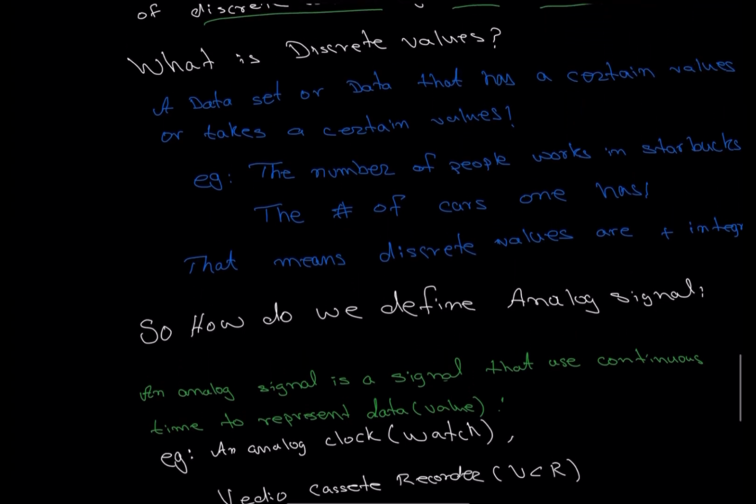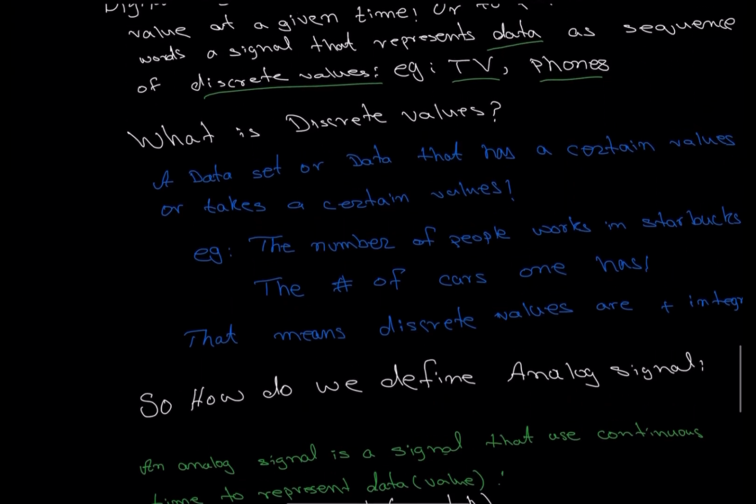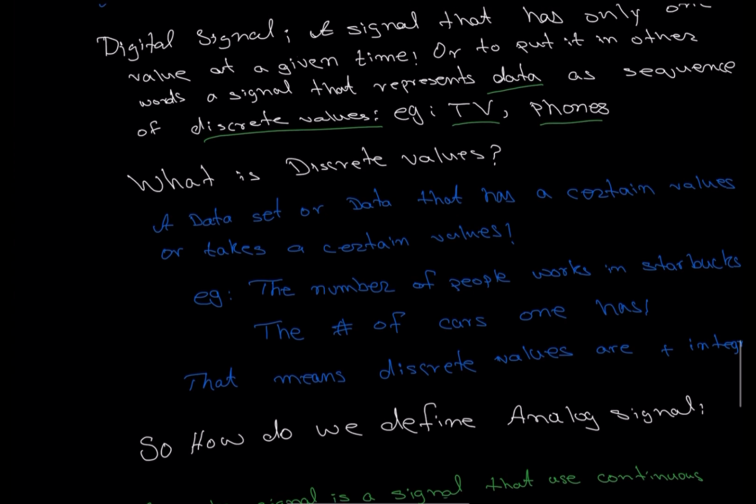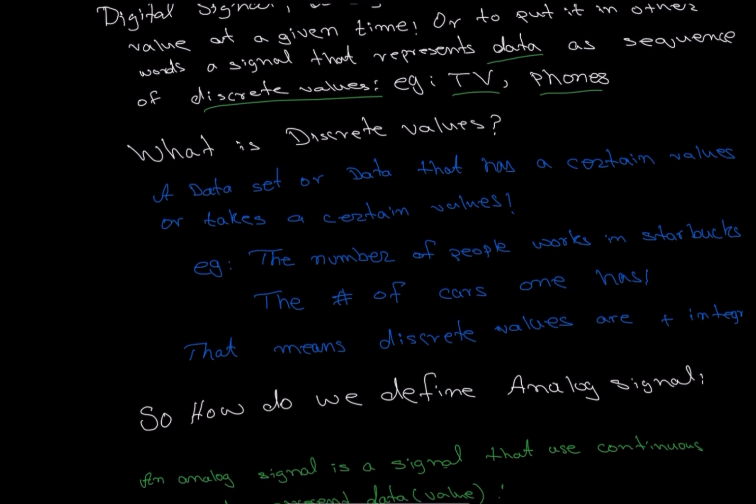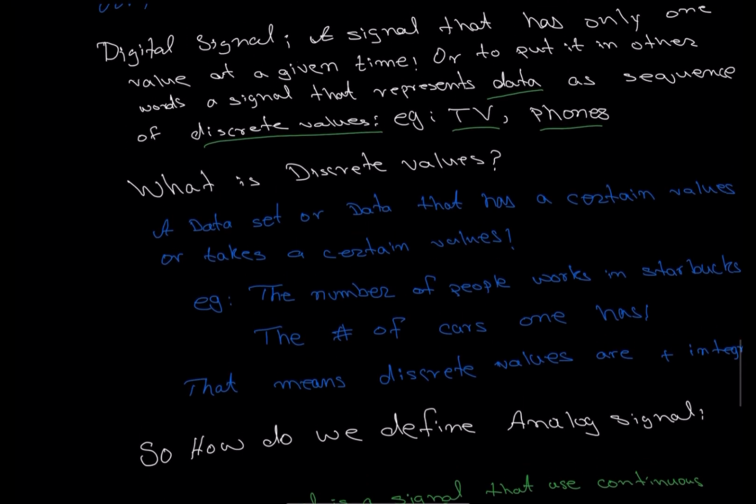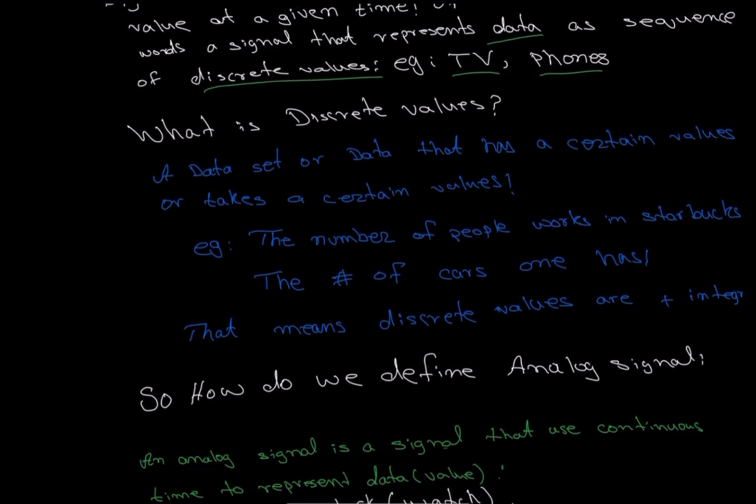And so we defined the digital signal there. A digital signal is a signal that has only one value at a given time, or a signal that represents data as a sequence of discrete values. Hope it's not very complicated. I will go through it again. A digital signal is a signal that represents data as a sequence of discrete values, or it has only one value at a given time, like 1 or 0. So that's it. It will be like that: on, off, on, off. So it's one value at a given time.